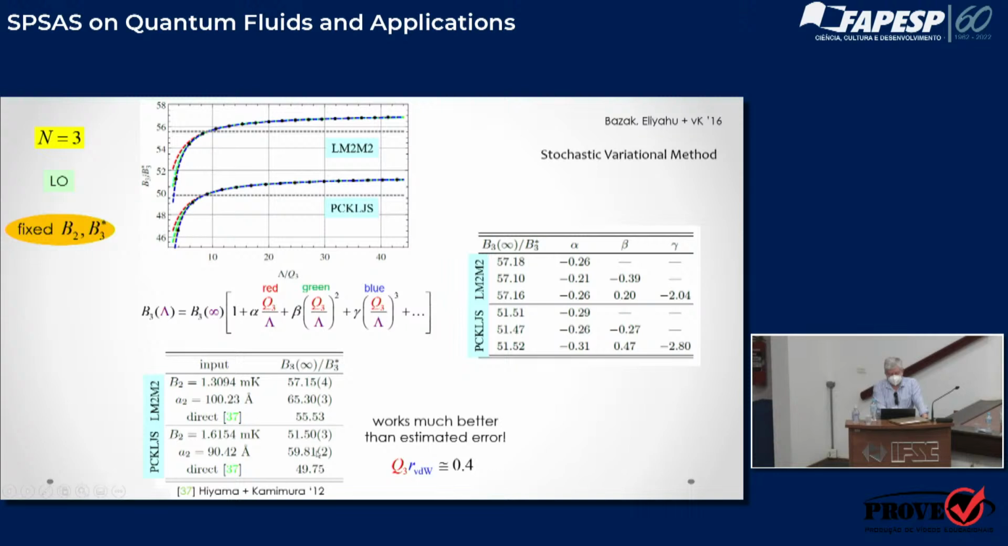Similar here for this other PCKL-JS potential. So you see that there is very little uncertainty coming from the cutoff extrapolation, but there is an uncertainty coming from what I use as input, and that's just a reflection of the NLO, the error that I have in my theory, which is the size of the NLO effects. And you see then that we get within, let's say, 20% in leading order, within 20% of the direct calculation, which is better than the estimated error of 40%.